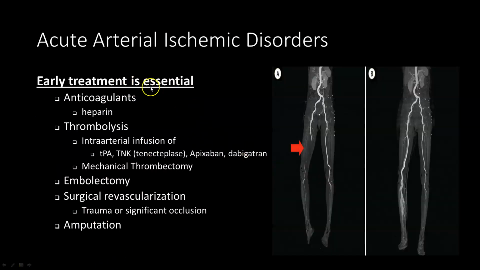So we know early treatment is essential. We want to catch them in stage 1 before stage 4. I think that's obvious. If they come in with an acute arterial ischemic disorder, I could expect heparin. I could expect TPA, streptokinase, apixaban, dabigatran. You can do a mechanical thrombolectomy, an embolectomy, surgical revascularization, or worst case scenario, amputation. So this picture does a really good illustration of lack of blood flow to the lower extremity. We don't know why.